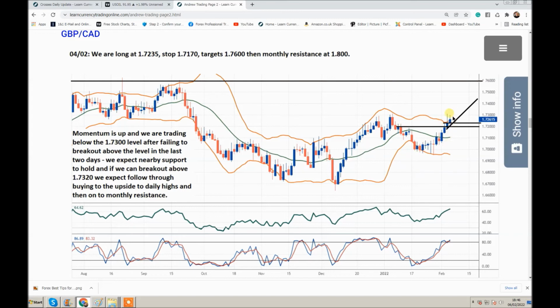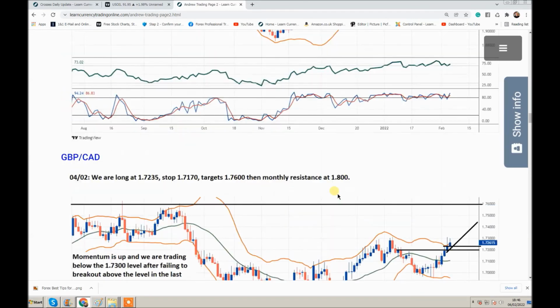I'd like to see this level give way. You could always buy a dip if you wanted to, but I think the high odds trade is on the breakout. I've taken out half my trade on Friday, looking to stick it back in above 173, 173.20. Now, in terms of the long-term perspective, I'm hoping it's going to do this.